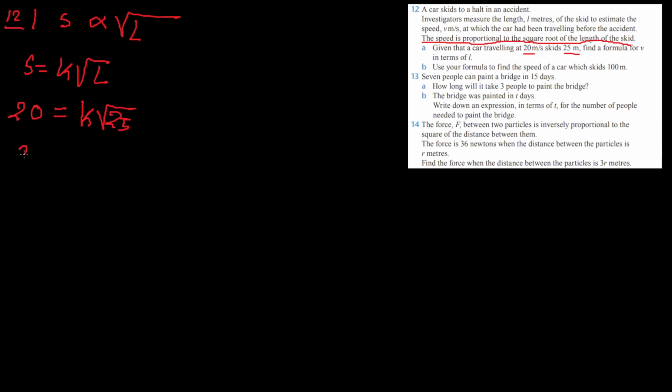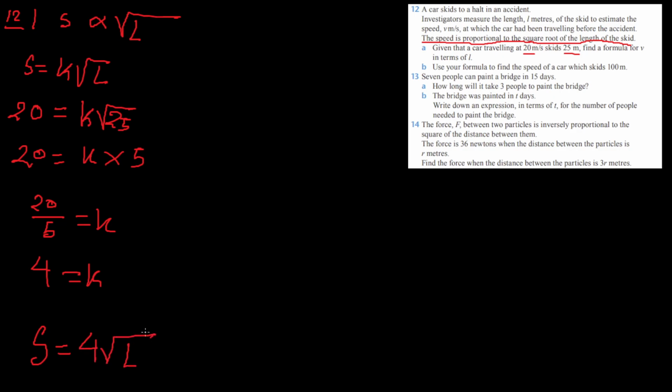So we basically do normal algebra. The square root of 25 is 5, so we put 5 here, equals K, and 20 divided by 5 is 4. So we found our K value, and our formula is going to be S equals 4 times the square root of L. With this formula, we can find part B.